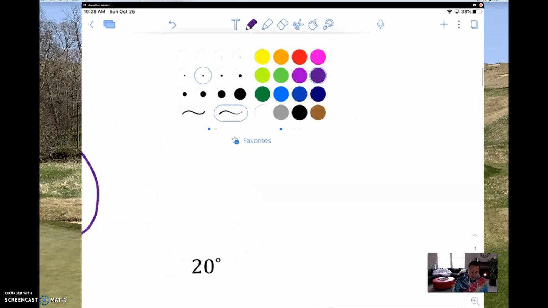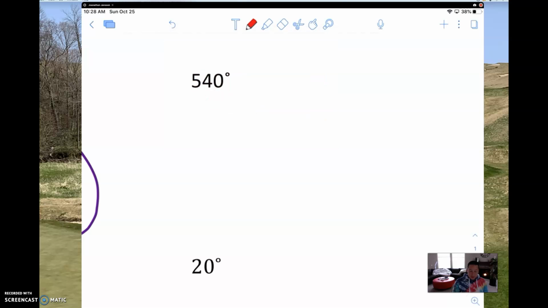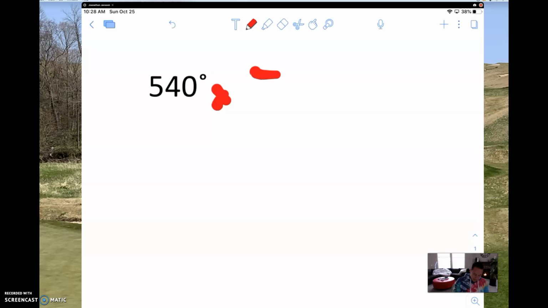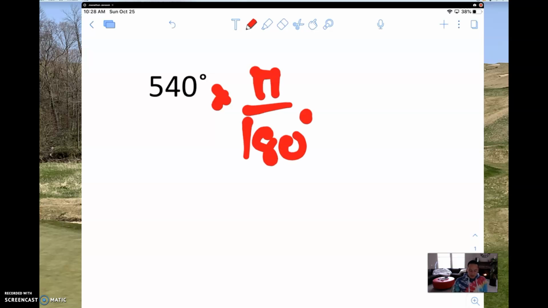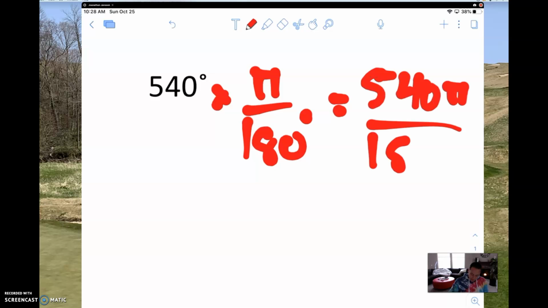And let's go to 540. Again, to convert from degrees to radians, you can multiply by pi over 180. The degrees will cancel out. And hopefully you realize you could divide, well, let's simplify it first. 540 pi over 180. Again, you can realize that the 0 and the 0 cancel out. You're dividing the top and bottom by 10.